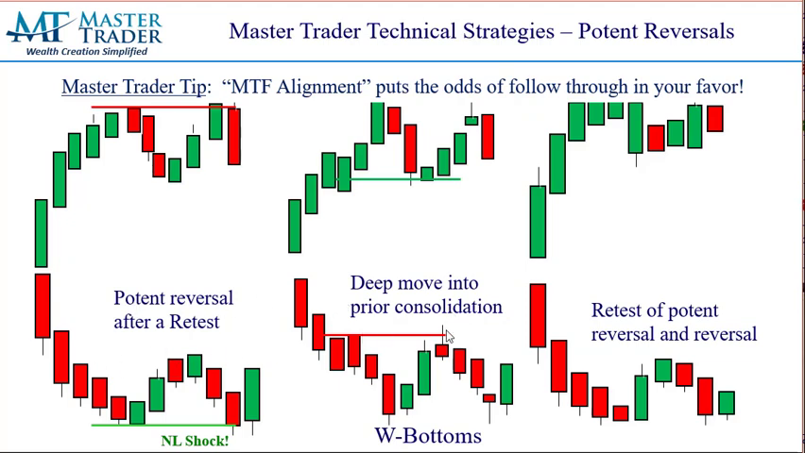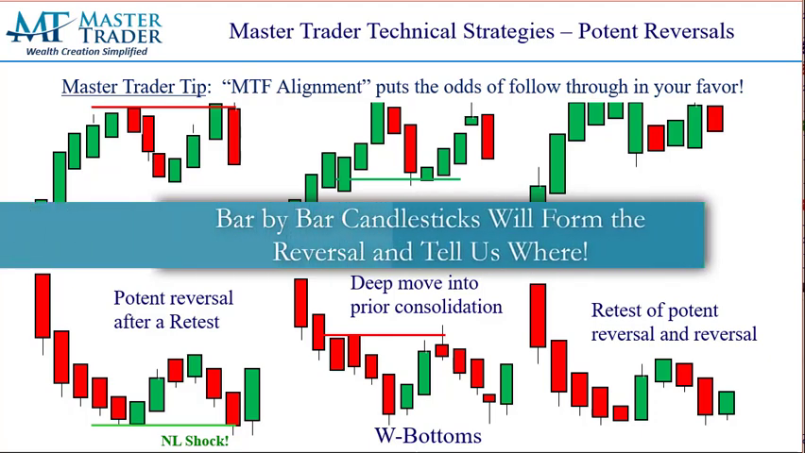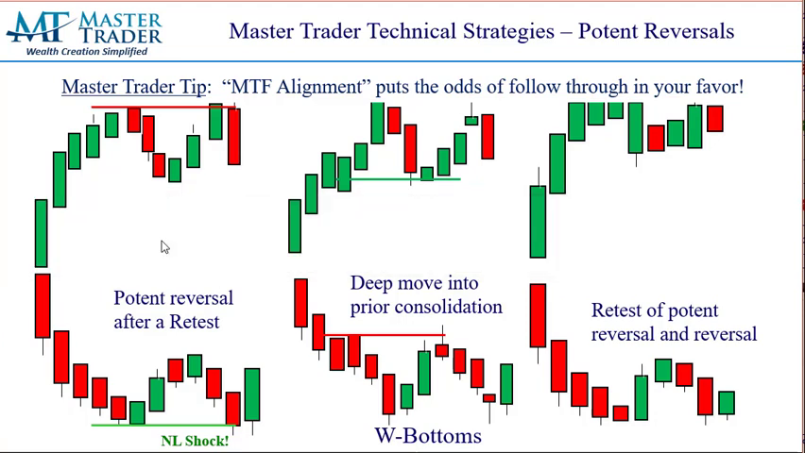So these are just different flavors of W bottoms, and obviously all of our patterns work equally to the short side, which would be an M top. You can see momentum move down, every one of these retraced, but they're just three different flavors. There could be 100 different flavors, and that's what my partner Greg Capra's swing trading strategies course teaches you, is how to read candlestick and trends and support and put all the pictures together to find high probability trade setups.